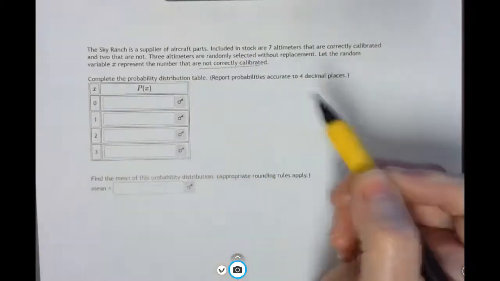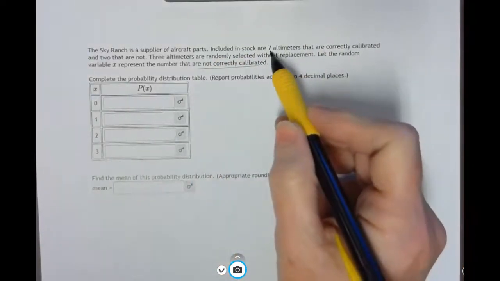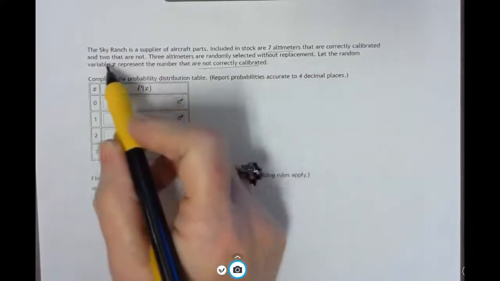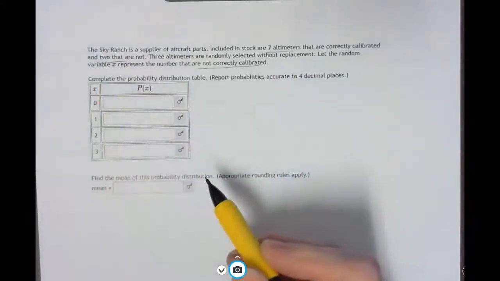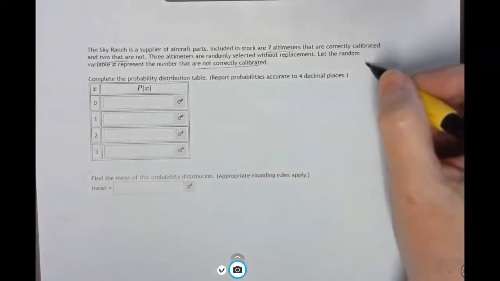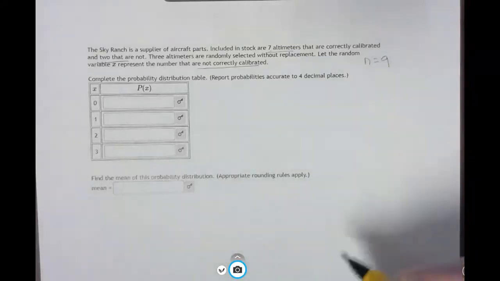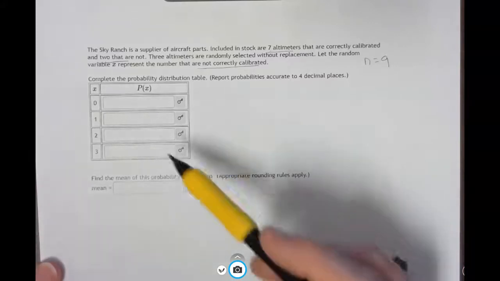Ones that are not correctly calibrated. We have 7 that are and 2 that are not. So altogether we have 9. So we're looking at 9 altimeters altogether. And we're looking for probabilities.